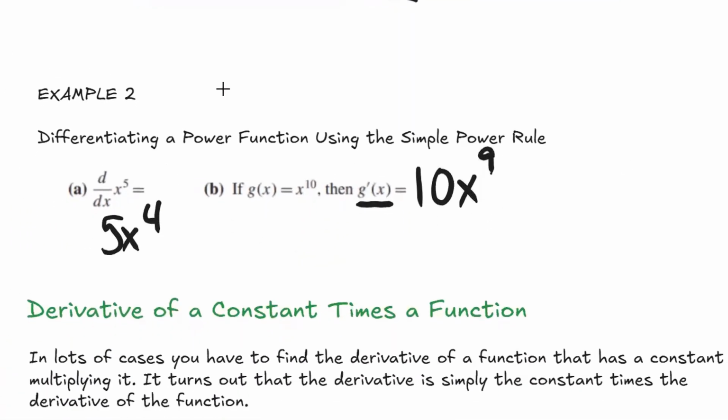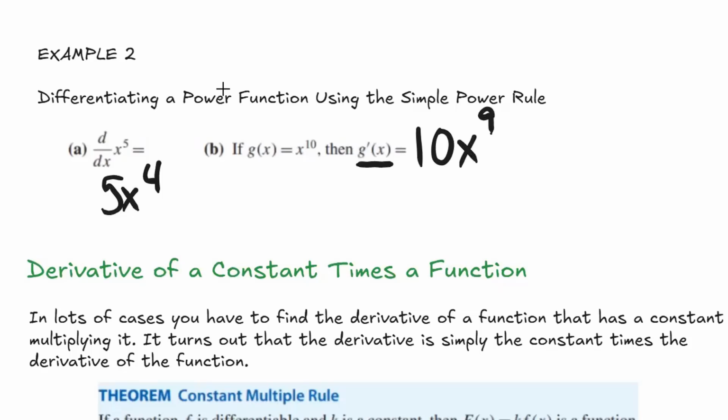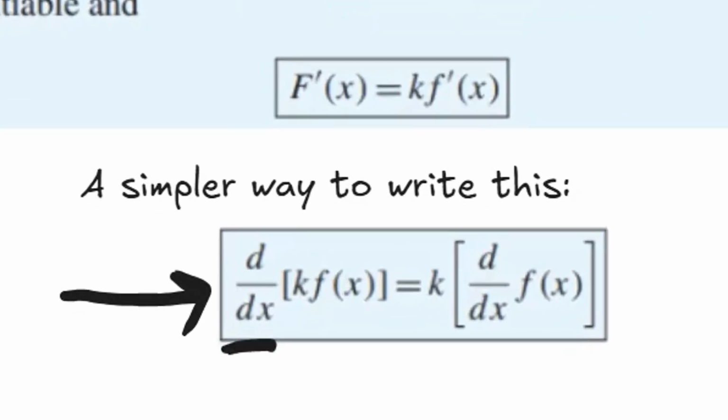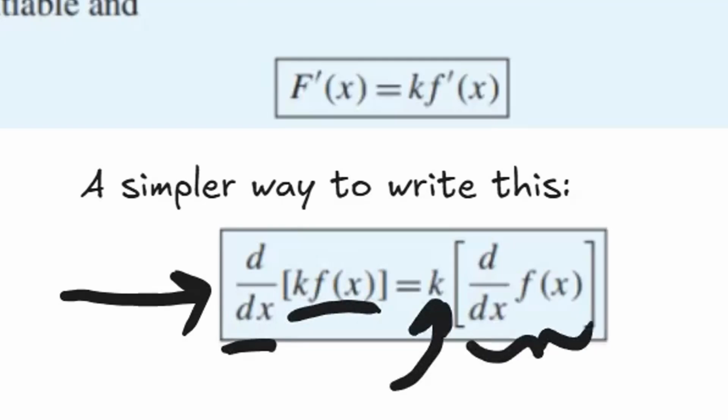Let's look at the derivative of a constant times a function. So in lots of cases, you're going to have to find derivatives of a function that has a constant multiplying it. Turns out the derivative is simply the constant times the derivative of the function. So essentially, if you have some number times a function, then its derivative is that number times the derivative of the function. So this is the constant multiple rule right here. And here is the rule in kind of simpler notation. This is saying if you're taking the derivative of a constant times a function, that's equal to the constant times the derivative of the function.